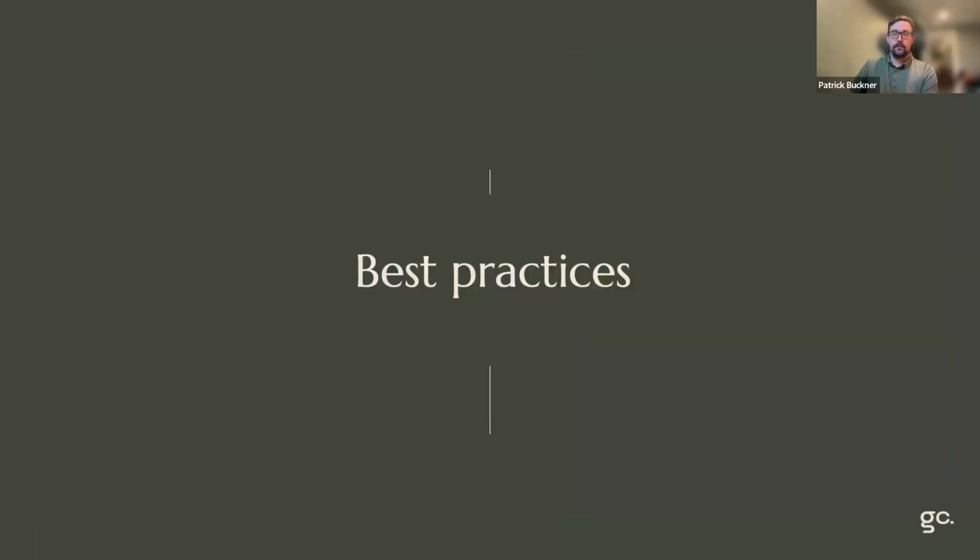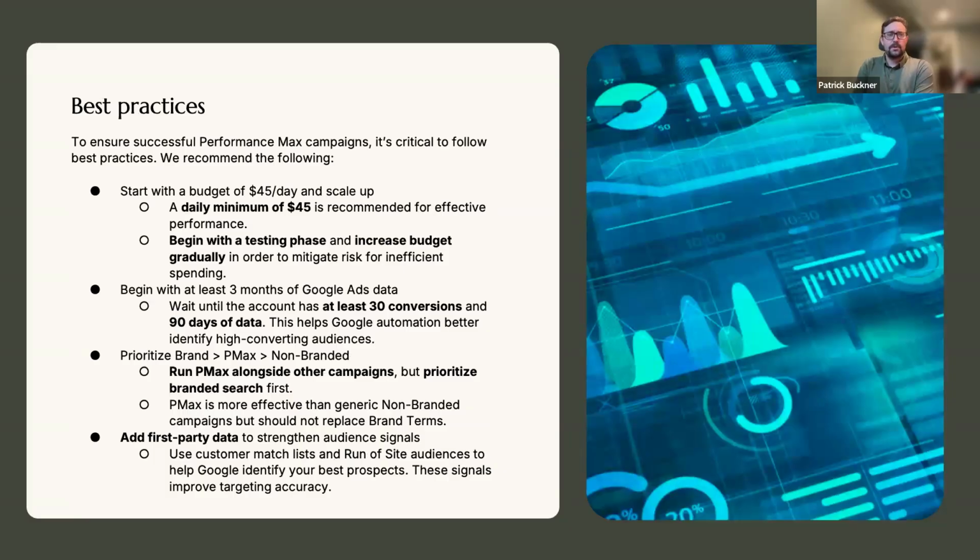So then I'm going to also go through some of the best practices with PMax as well. So to ensure that we have a successful Performance Max campaign, it's really critical to follow these best practices. Starting with the budget, like I mentioned, does require a fairly high budget. We really recommend starting with a minimum of $45 a day and begin testing that and potentially increase budget gradually in order to mitigate the risks for inefficient spending.